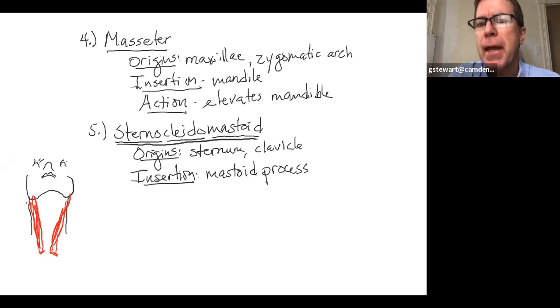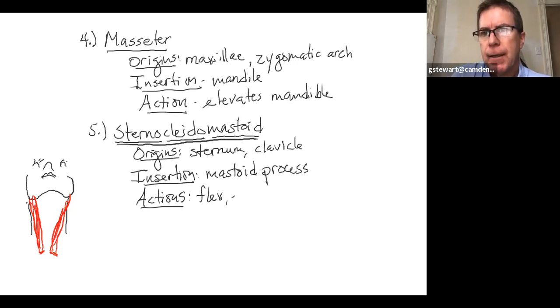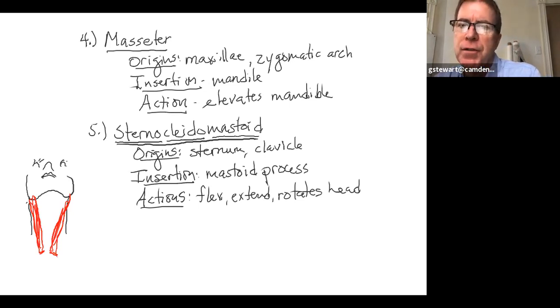And its actions are many. I'm just going to list a couple. Actions, when you move your head in so many different directions, let's just say flex, extend, and rotate the head. When you move your head around, particularly in a rotation motion, or when you tilt your head from side to side, there are other muscles involved in those actions, but the sternocleidomastoids are some of the main ones involved with those actions.